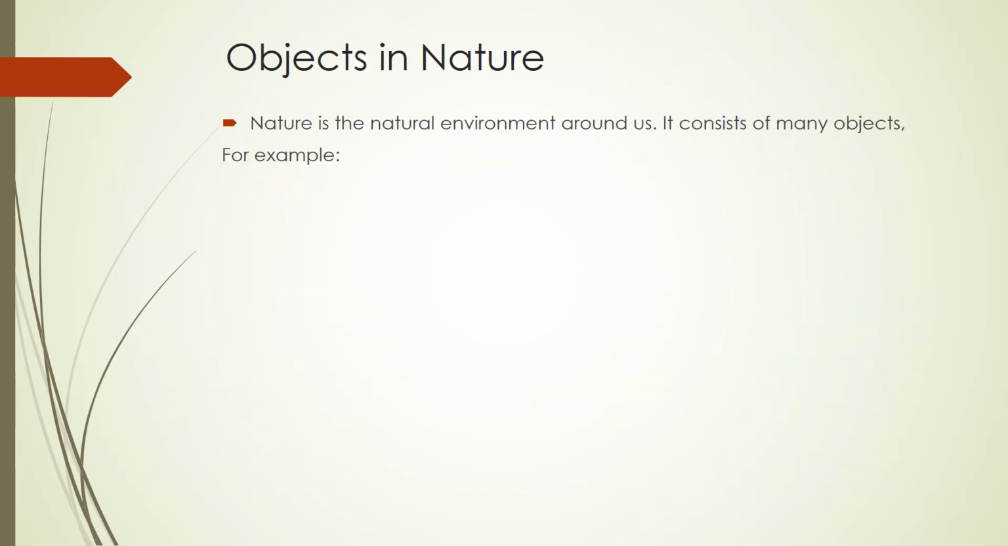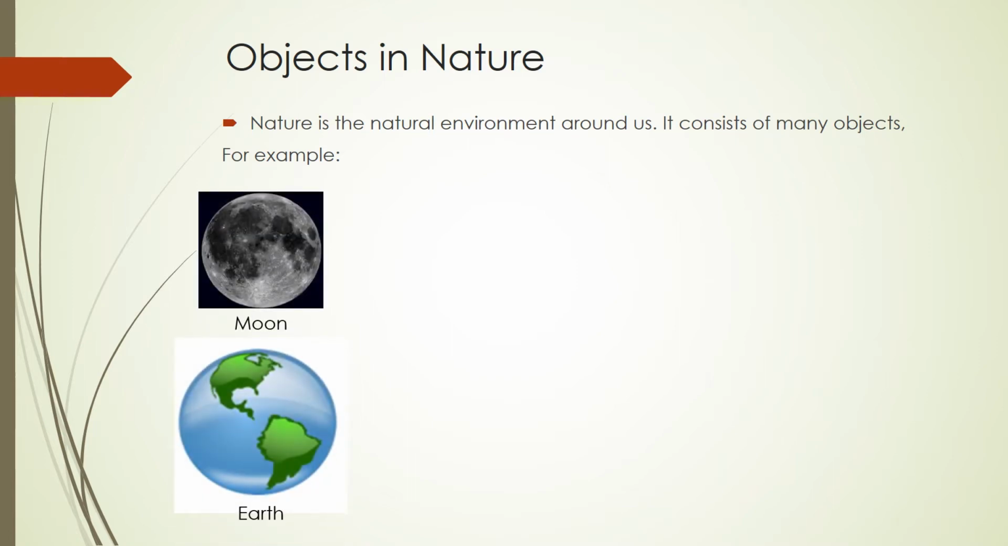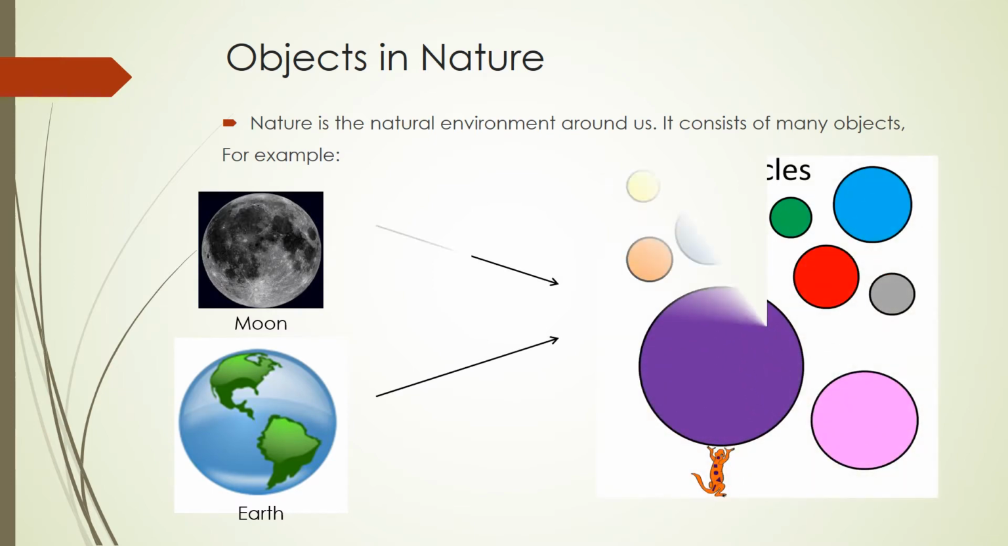Let us now look at some more objects in nature. Can you identify the circle in the natural environment around you? If you can, very good. Some objects in nature which we can match with the circle are the Earth and the Moon. Do you see its circular shape? Very good. Keep up the good work, boys and girls.